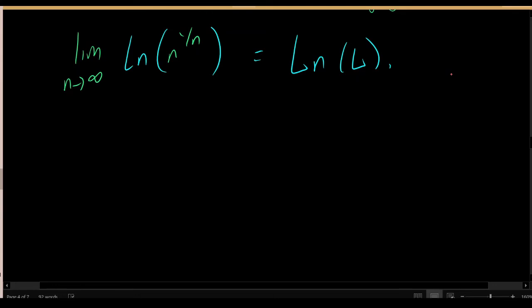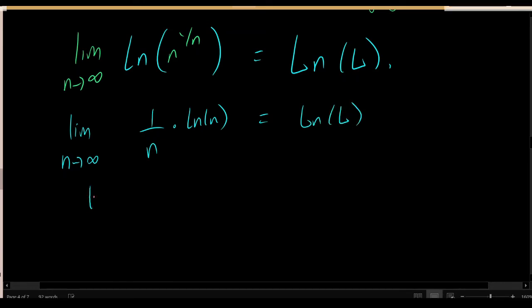Okay, so now let's try and simplify this expression on the left side. We're now calculating the limit as n approaches infinity of, bring the exponent down, this is 1 over n times the natural log of n. So here's our fraction. We're looking for the limit as n approaches infinity of natural log of n divided by n.